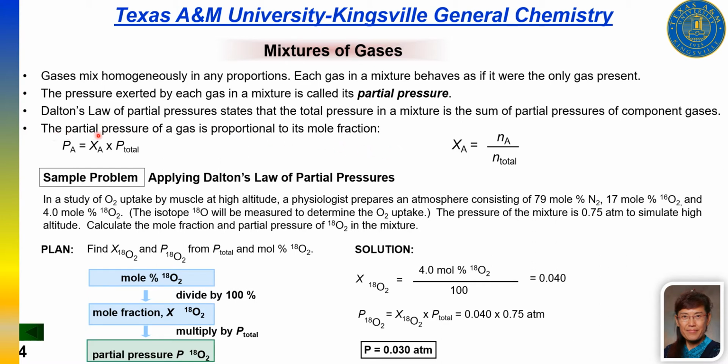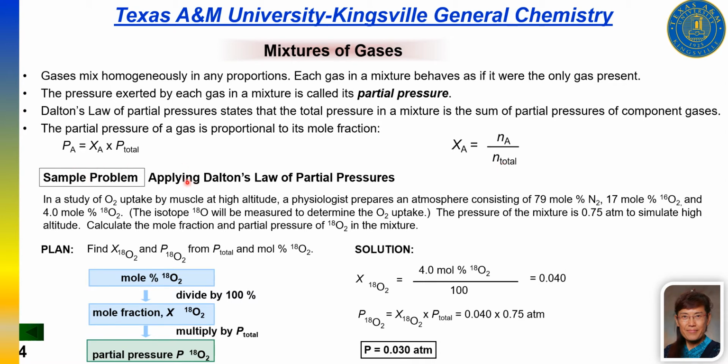On the other hand, the partial pressure of a gas is proportional to the mole fraction of that gas. If you have gas A, the total pressure can be measured. The mole fraction of gas A can be calculated. And then PA equals XA times P total. This PA represents the partial pressure for your gas A, for example, your gas oxygen. XA is the mole fraction of gas A. P total is the total pressure for your mixture. This XA, called mole fraction, can be calculated using the moles of A divided by the total moles.